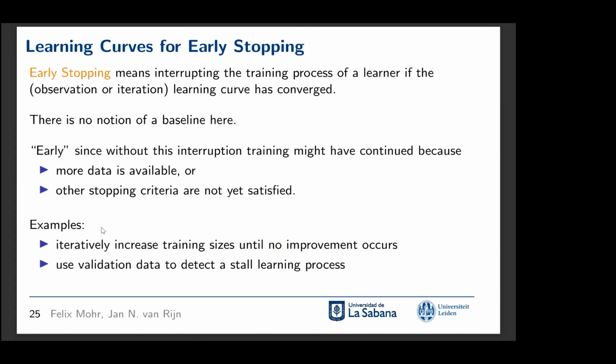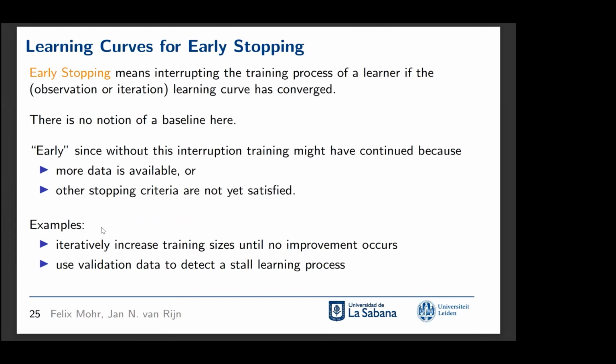So the second one was early stopping. I'm going to be really brief on this one. This is what you know from neural networks. For example, you can separate some validation fold that has never been looked at during training, and you use this one to create a learning curve. When you see that this learning curve on the validation data stalls, then you can stop the training process because you know that you have converged. You can even avoid overfitting by doing this.